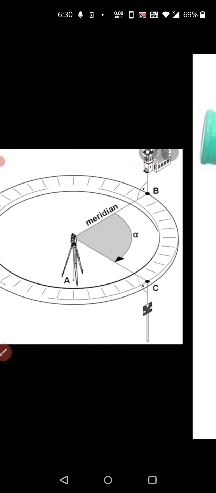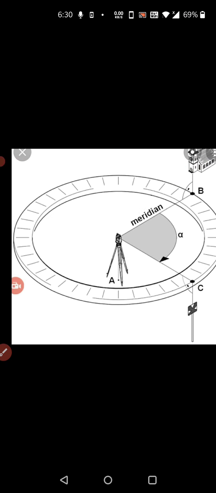Okay, then we will discuss how to take a reading using a theodolite, how to take the horizontal angle. The rotating part is called the vernier. We know that the horizontal circle is graduated from 0 to 360 degrees, and 1 degree is divided into 3 parts. So 1 degree is 60 minutes, so each part will be 20 minutes. Now this 20 minutes is represented on this vernier.